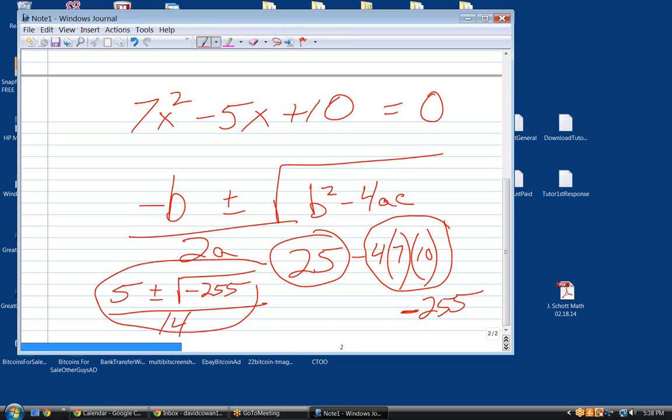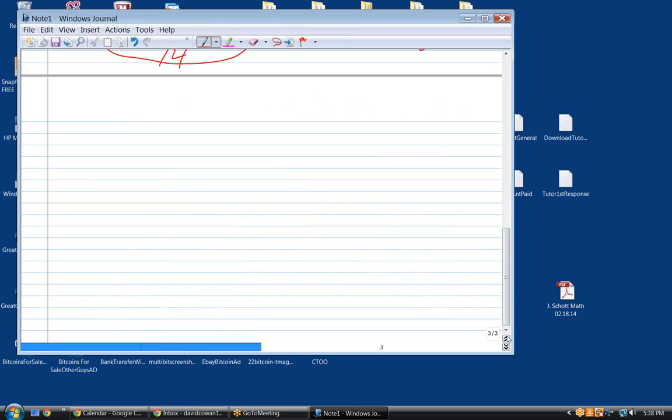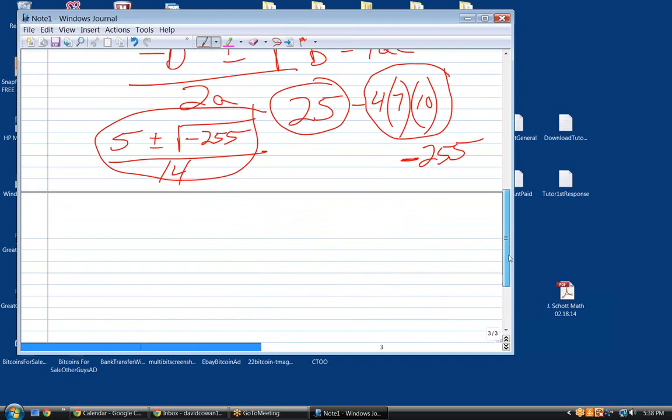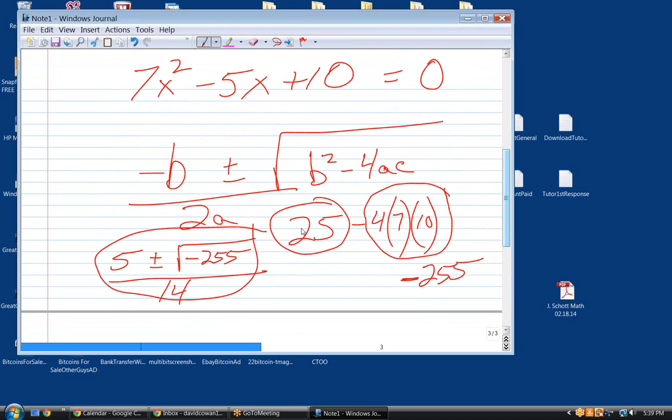So here's our answer. Now let's see how to simplify that. Wait, hold on. What happened to the 25? It took 25 minus 280 to get this. Oh, minus, okay, never mind, 255. In other words, the discriminant was minus 255. Okay.